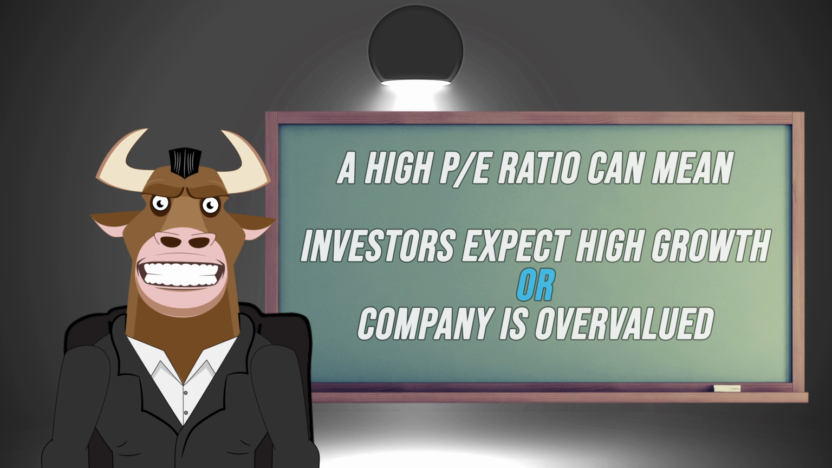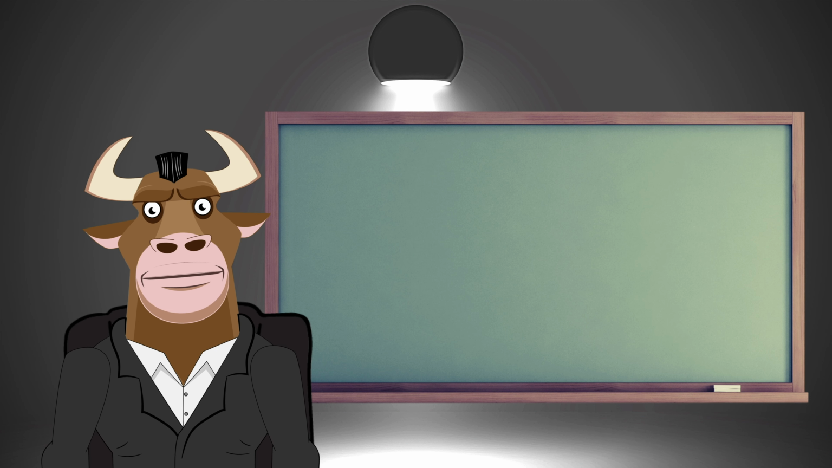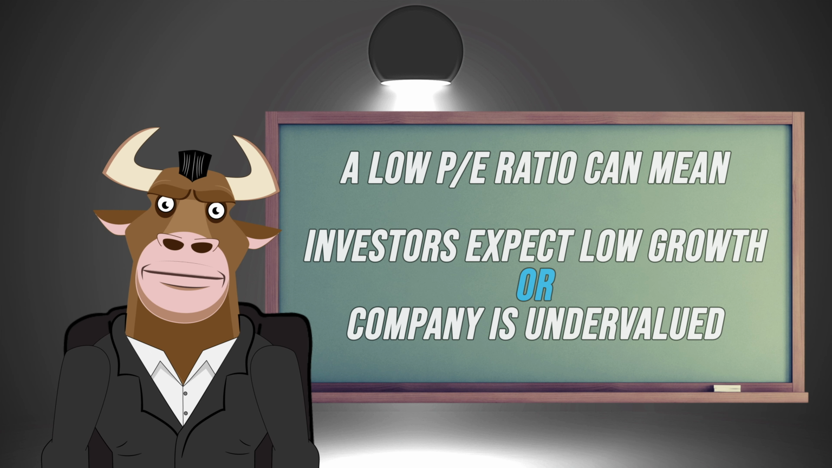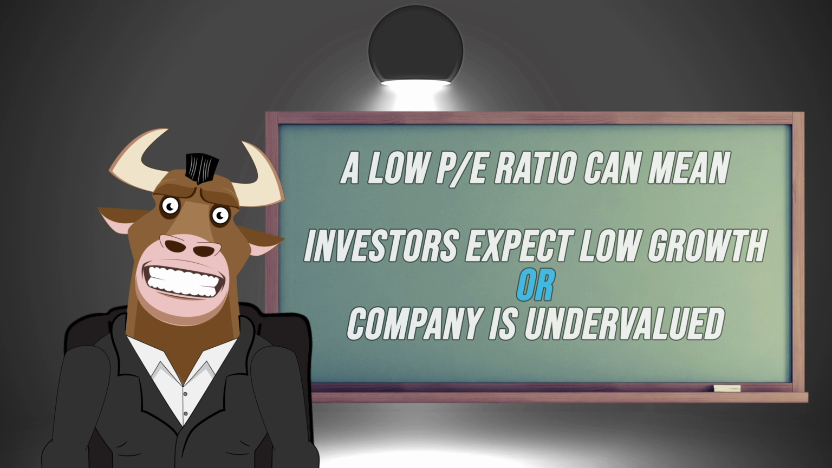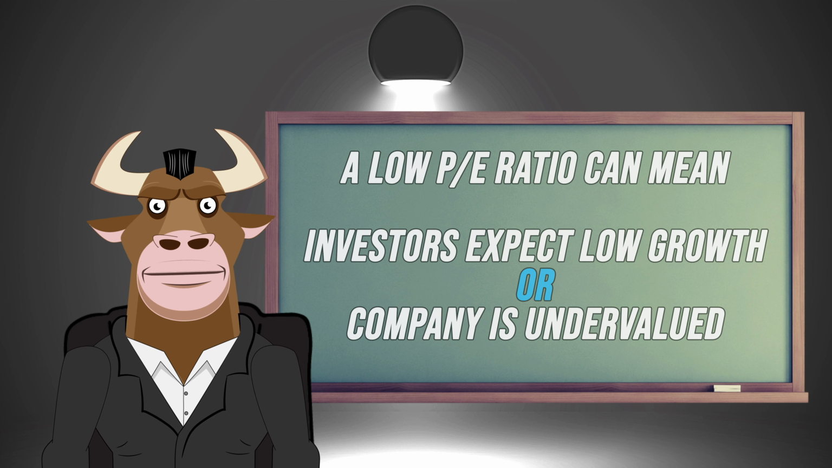A high PE ratio typically means that investors are expecting high growth in the future. A high PE ratio could mean that a company is overvalued, but you need to do your research. On the flip side, a low PE ratio could mean that a company is undervalued, but it could also mean that investors are expecting the company's growth to be limited or even declining.